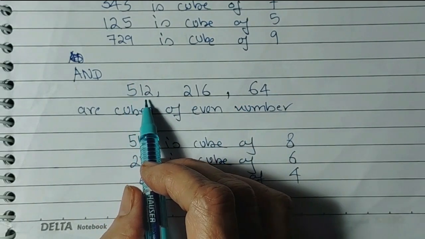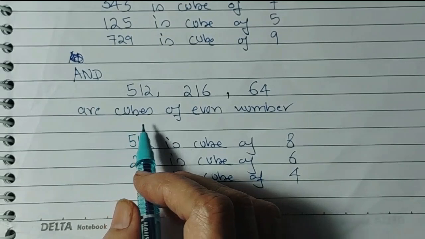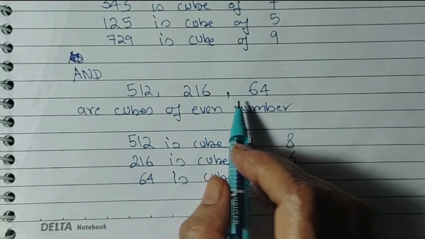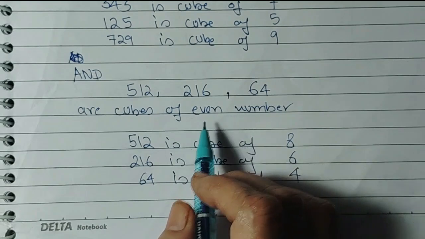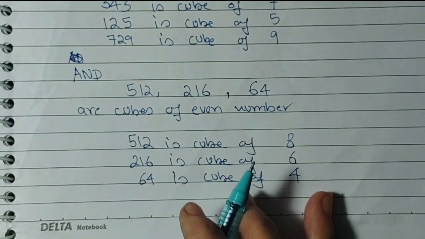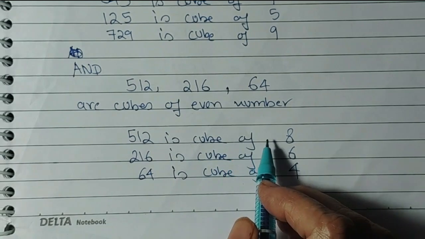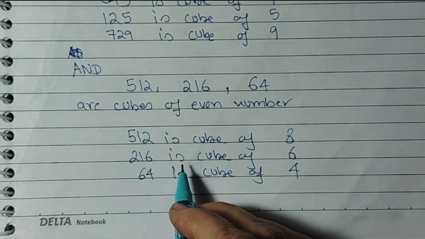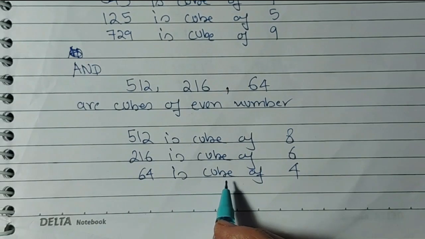Now 512, 216 and 64. These are the cubes of even numbers. Since they are even numbers, they will be the cubes of even numbers. So let's find out the number. 512 is the cube of 8. 216 is the cube of 6 and 64 is the cube of 4.